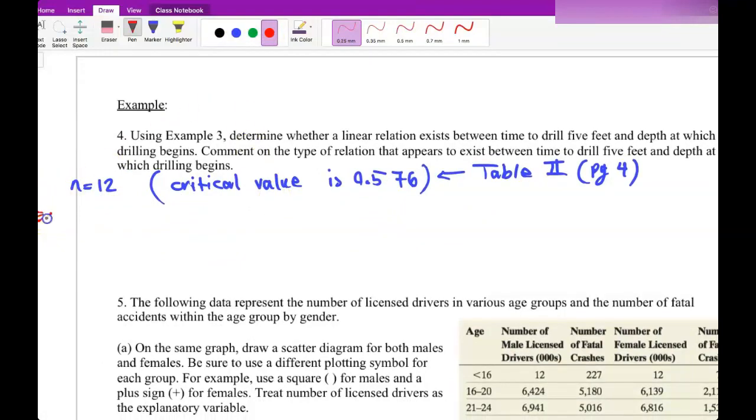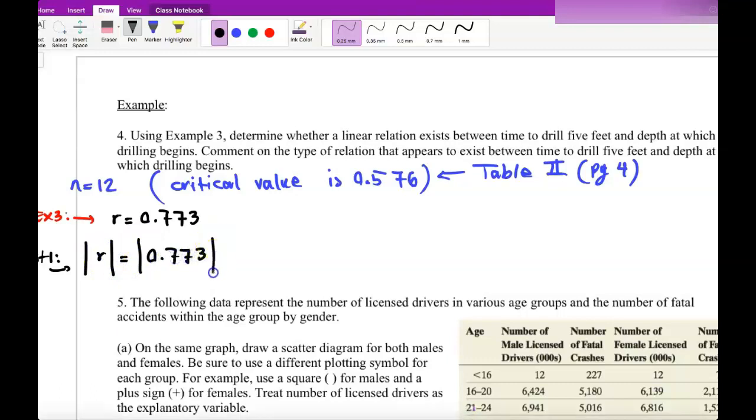And from example 3, we had the support, R, correlation coefficient was equal to 0.773. So step 1, you should find the absolute value of R, which is equal to the positive value. So this was step 1. This one was step 2.